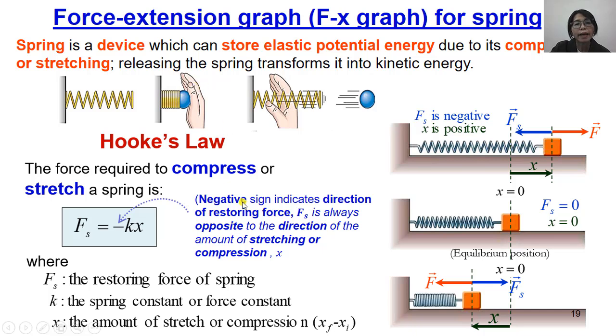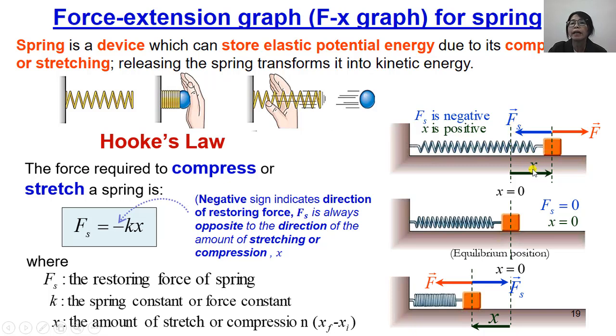So class, this negative sign actually indicates that the direction of the restoring force in the spring is always opposite to the direction of the amount of stretching or compression. You might refer to the figure given in your lecture notes. You will find that the restoring force that tries to pull the spring back to its equilibrium position will always be opposite to the value of x.